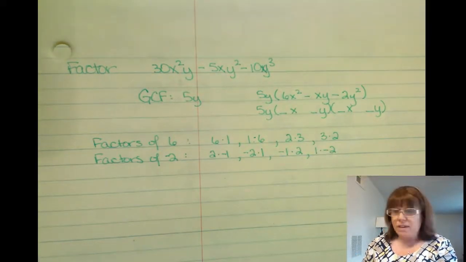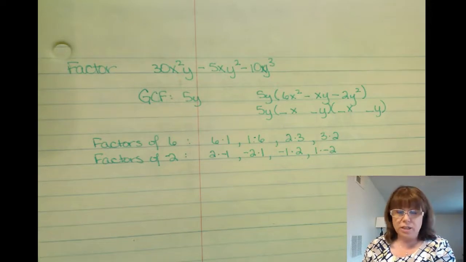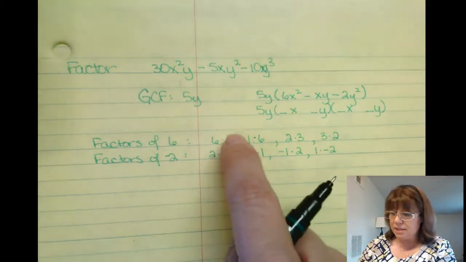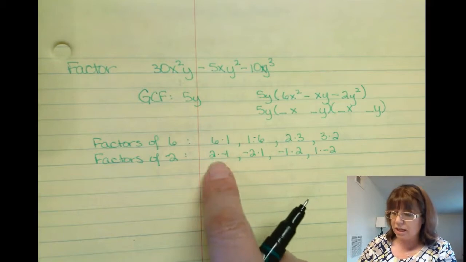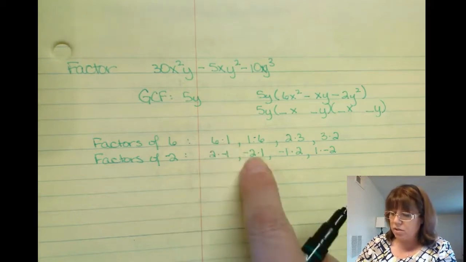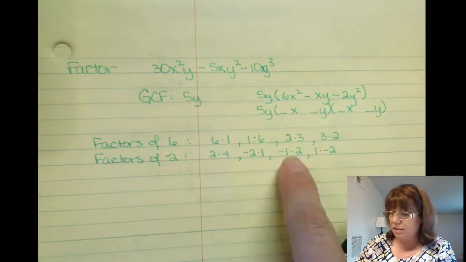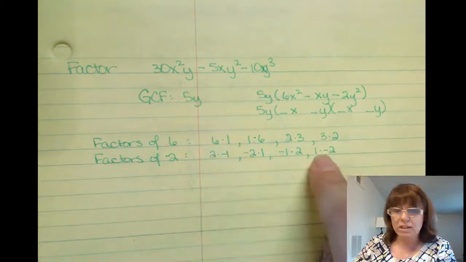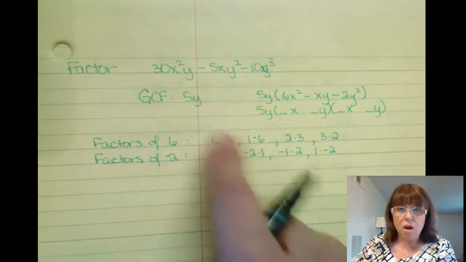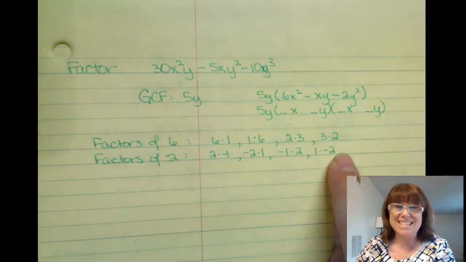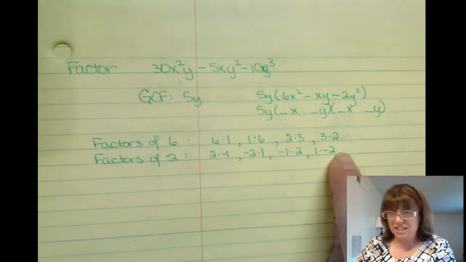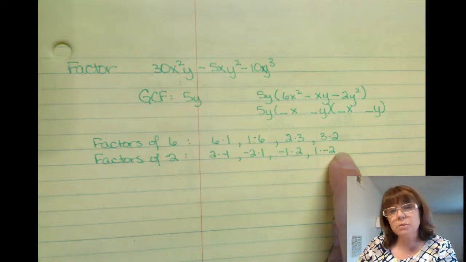That's a lot of work. If I did every single combination of these, it's going to be 6 and 1 with 2 and negative 1, 6 and 1 with negative 2 and 1, 6 and 1 with negative 1 and 2, 6 and 1 with 1 and negative 2. So it's all of these. In essence, it would be 16 variations. I don't want to go through 16 variations. So I want to be a little bit clever about this.